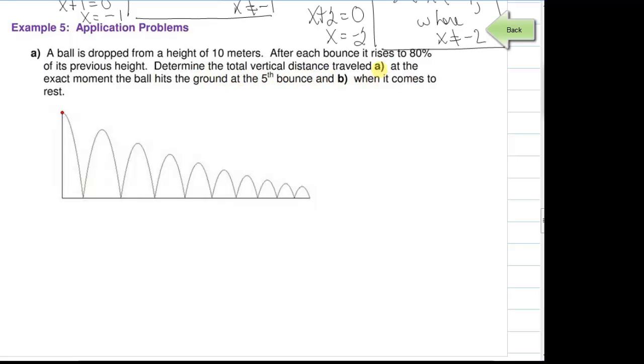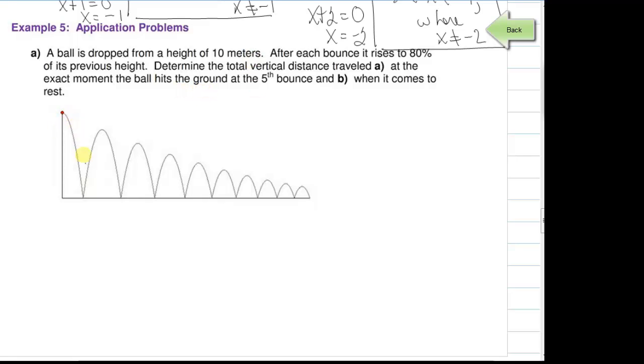So the first part of the question, where you're asked to determine the vertical distance at the exact moment the ball hits the ground at the 5th bounce, is a partial sum question. Okay, and the second one, when the ball comes to rest, is considered an infinite geometric series question.